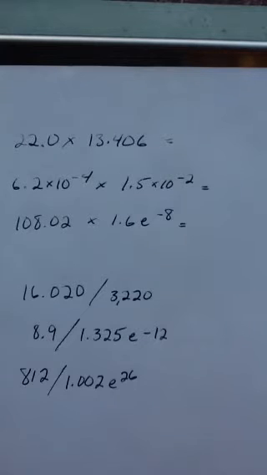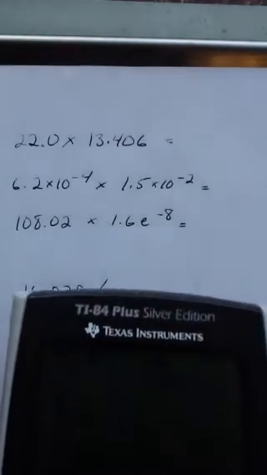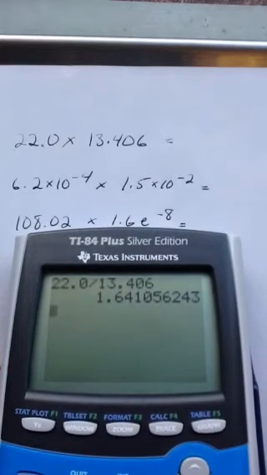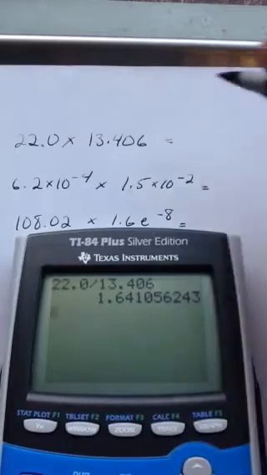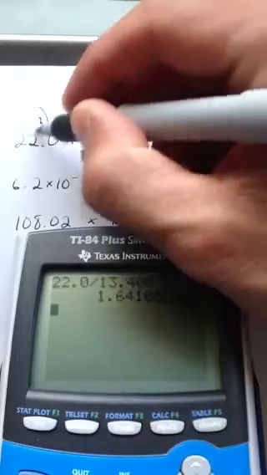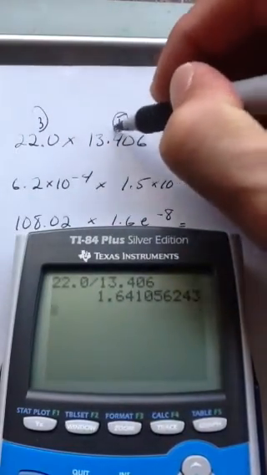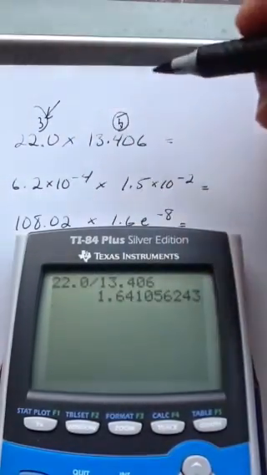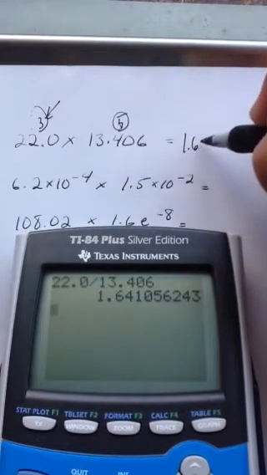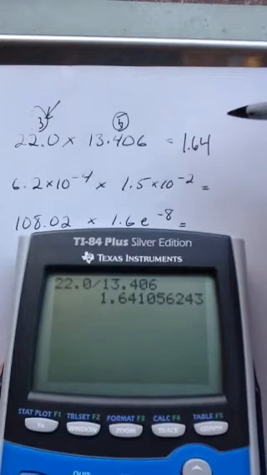So let's look at the first one. We have 22.0 times 13.406. If we were to do that in our calculator, we should come up with an answer of 1.6410, on and on and on. But more importantly, we want to look at how many sig figs each of these has. We have 3 here, we have 5 here, so that means we need to round to 3 significant figures. That would give us an answer of 1.64. So that's the first one.